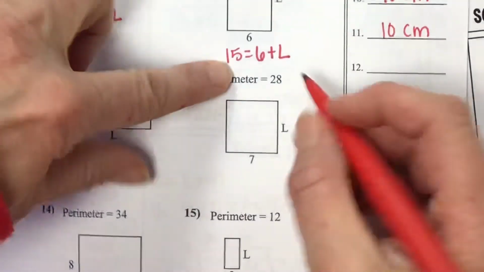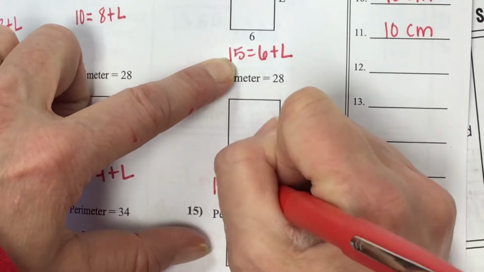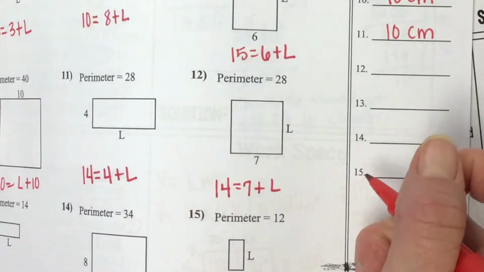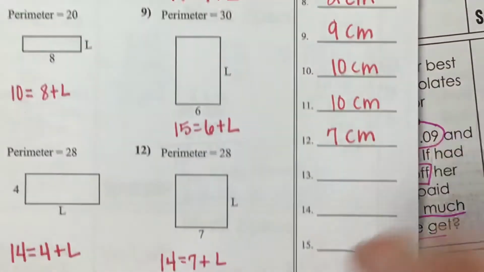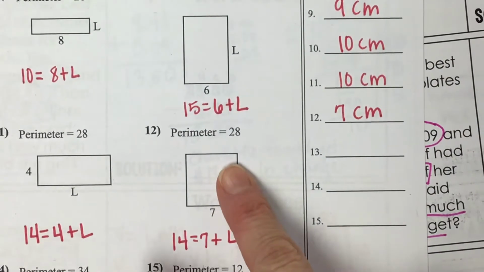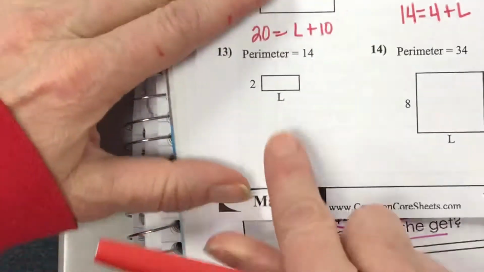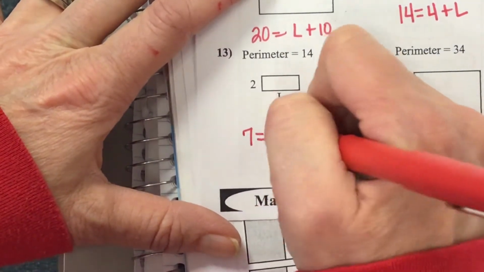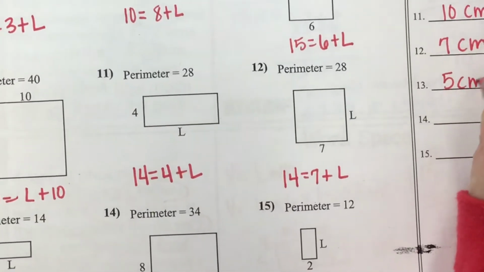Okay, here again, the perimeter is 28, so half of that is 14. 14 is equal to 7 plus the length. You get 7 plus 7 to equal 14, and then double that to get the perimeter of 28. Okay, our perimeter here is 14. Half of that is 7. 7 is equal to 2 plus the length. 2 plus 5 is 7, so the length is 5 centimeters.